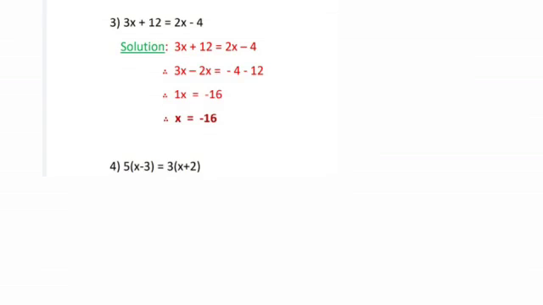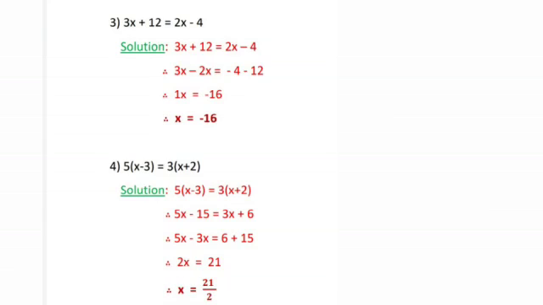The third one, 3x plus 12 is equal to 2x minus 4. Now here children, your left hand side is 3x plus 12 and your right hand side is 2x minus 4. So from your right hand side you will bring 2x to your left hand side, and from your left hand side you are going to take plus 12 to your right hand side. So now when you bring 2x from your right hand side to your left hand side, it becomes 3x minus 2x, and when you take plus 12 to your right hand side, it gets converted into minus 12.